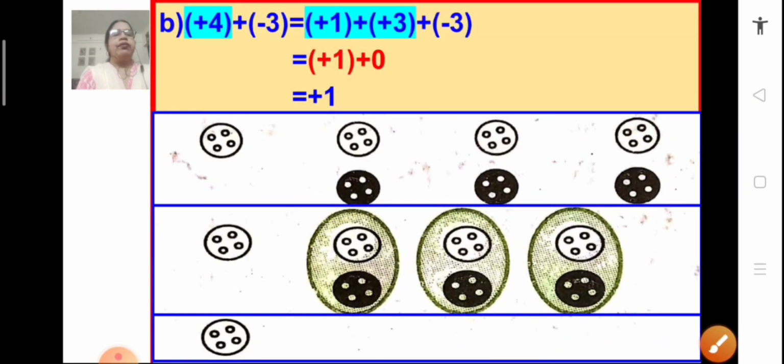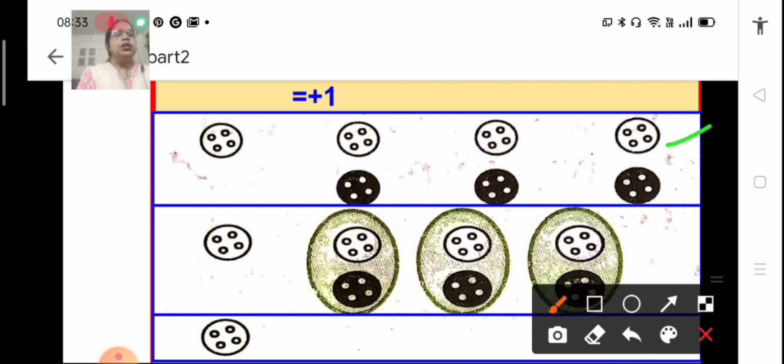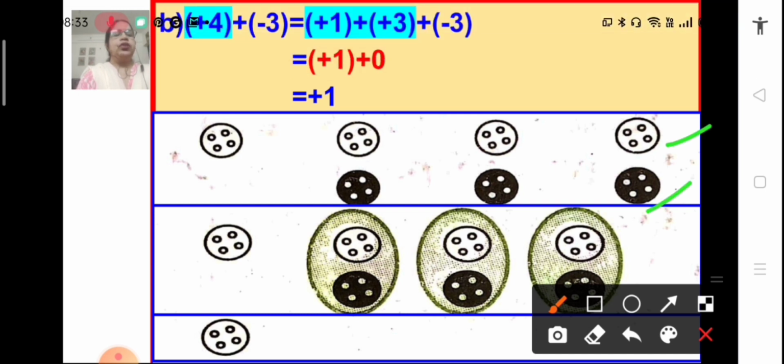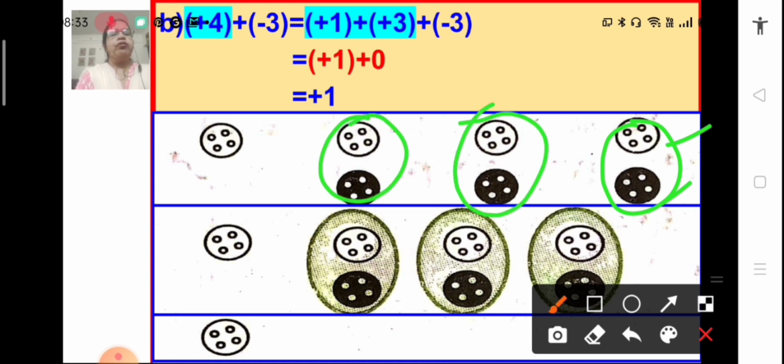Also, if we have 4 white buttons and 3 black buttons, that means positive 4, negative 3. So we can take out 3 pairs of white and black buttons which represent 0, and we have only 1 white button left. That means positive 4 plus negative 3 is positive 1.